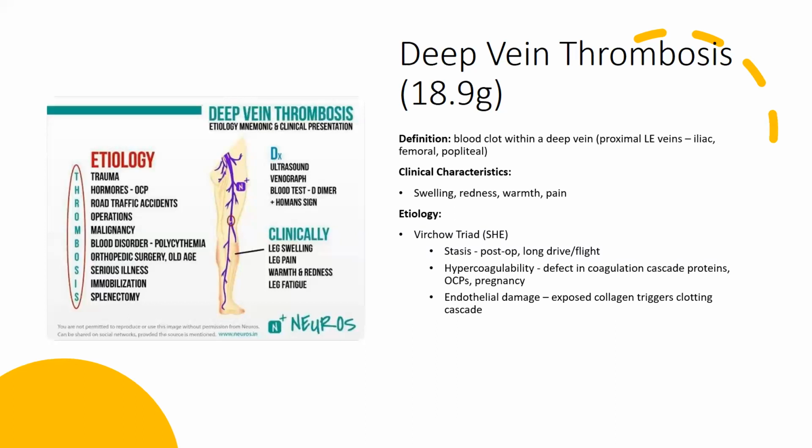Hypercoagulability, you have an issue with your coagulation cascade proteins. Maybe you're on OCPs, maybe you're pregnant. All those things can lead to hypercoagulable states. Or endothelial damage. So you have exposed collagen that's going to trigger your clotting cascade. Then you have the little clots forming, the starting, and then they break off, and then you have an emboli. So these would be your Virchow's triad, these three components here. You also could remember this etiology as thrombosis, if this helps you remember it further. It goes through very similar things, but just a different mnemonic. So it depends on which one sticks in your brain better. But I've definitely seen Virchow's triad asked about before.